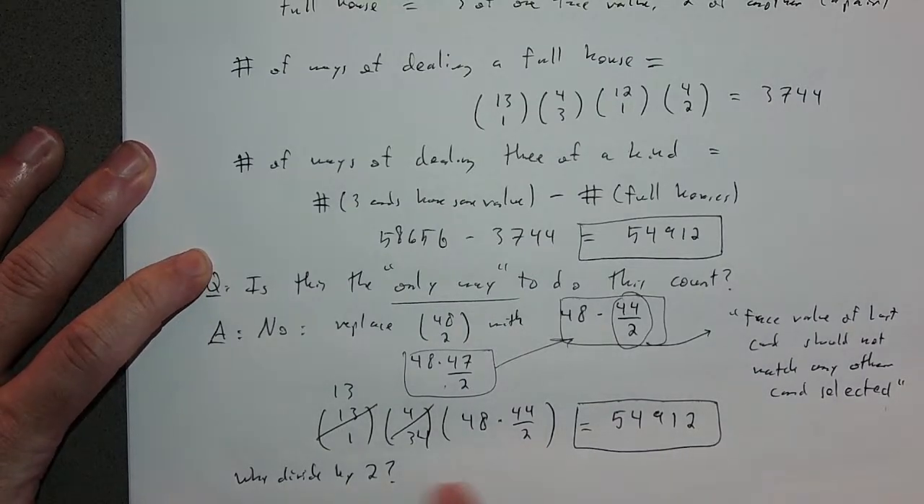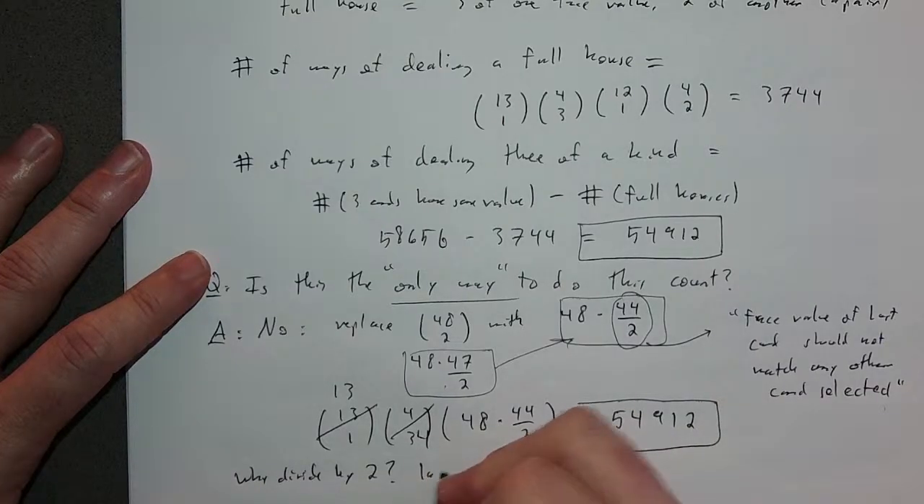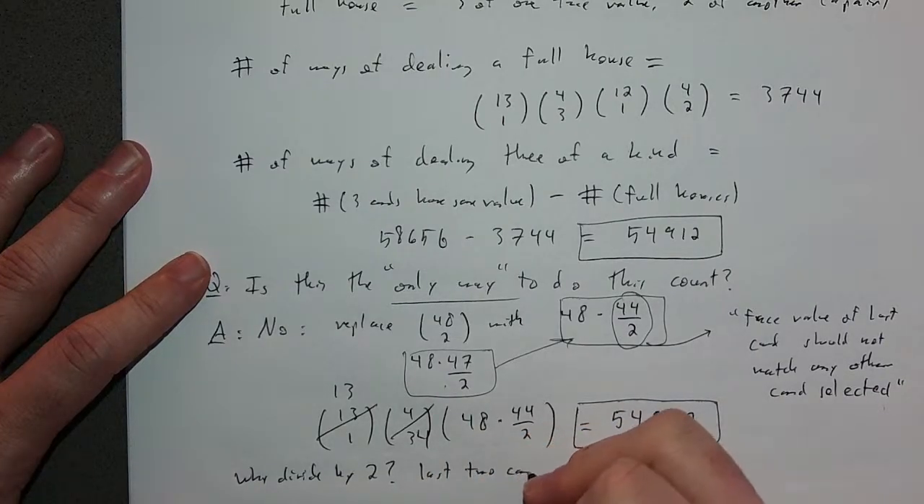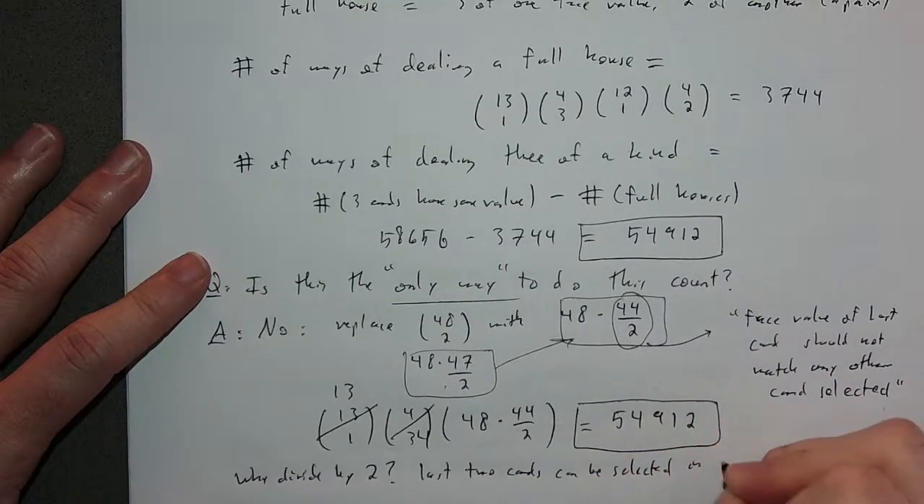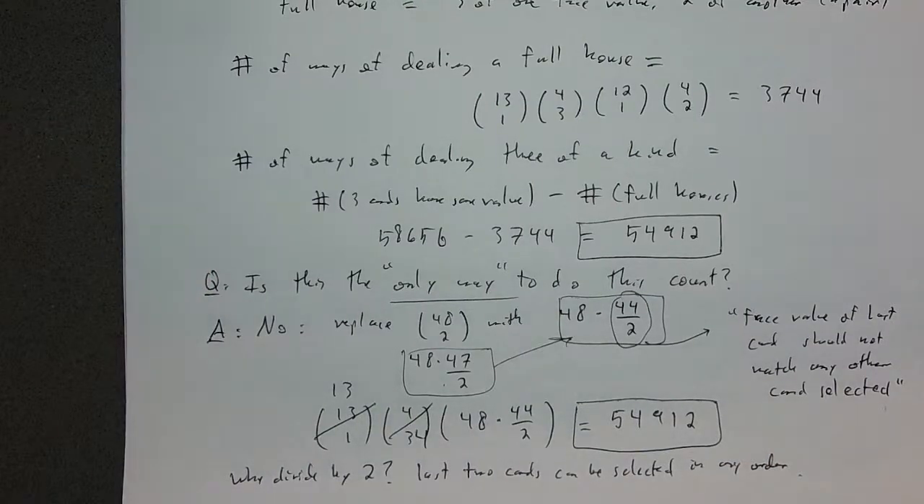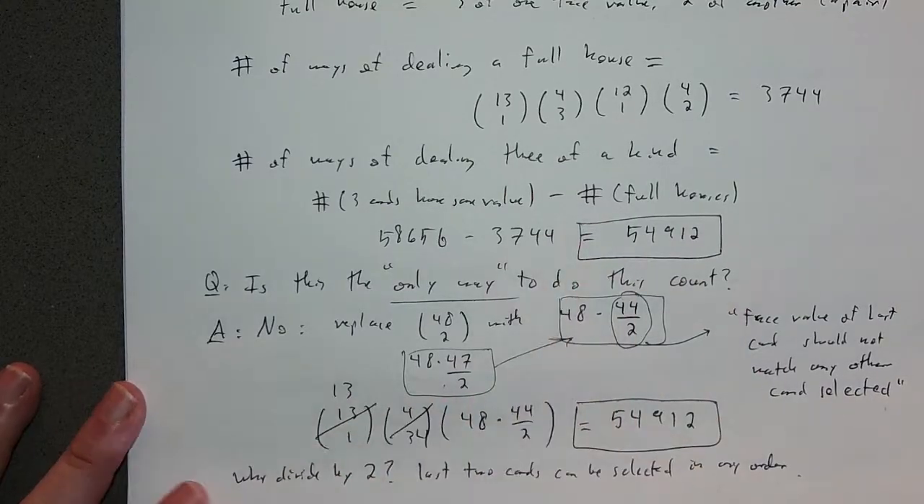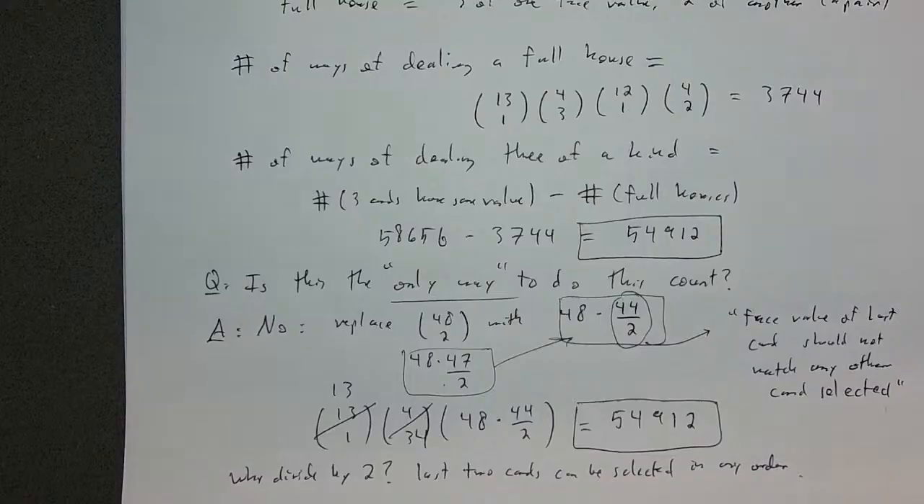Because the last 2 cards may be selected in any order. So I'm dividing by 2 to get rid of double counting the selections, because I could have selected them in any order and there's only 2 of them. So that's why I divide by 2. Okay, so this is your first taste of how you can compute these 2 numbers in distinct ways. But there's nothing wrong with this count versus this count, right? As long as the count works, that's all we care about.